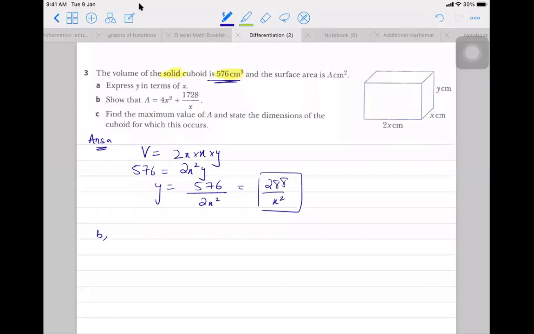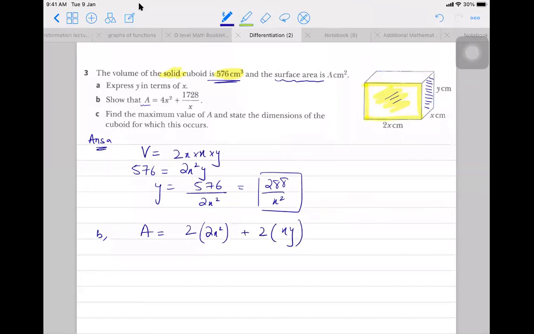show that A comes out to be 4x squared plus 1728 upon x. Which area are they talking about? They are talking about the surface area. Now, the surface area of a cuboid is basically the area of all the faces. So if you see this face, there are two such faces. One is in the front, one is at the back. The area of this face, this rectangular face, is going to be 2x squared. And there are two such areas. One is in the front, one is at the back. What is the area of this face? x into y. And how many such faces are there? There is going to be one face at the right and one face at the left. So two times xy.